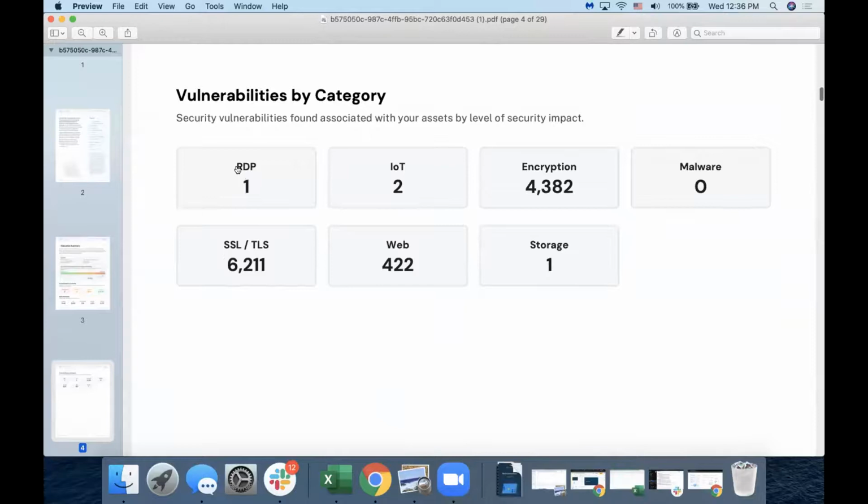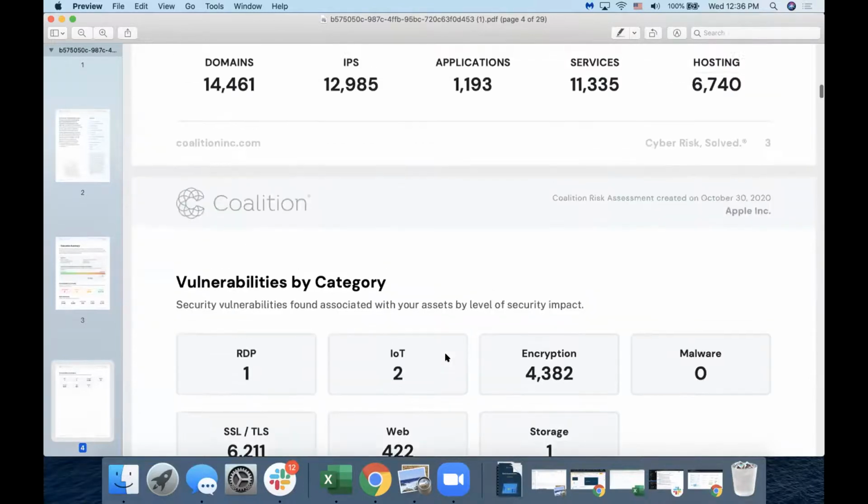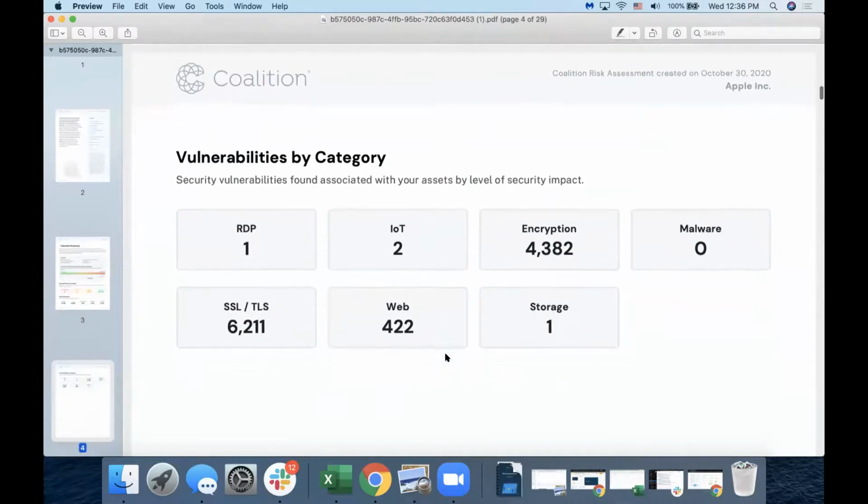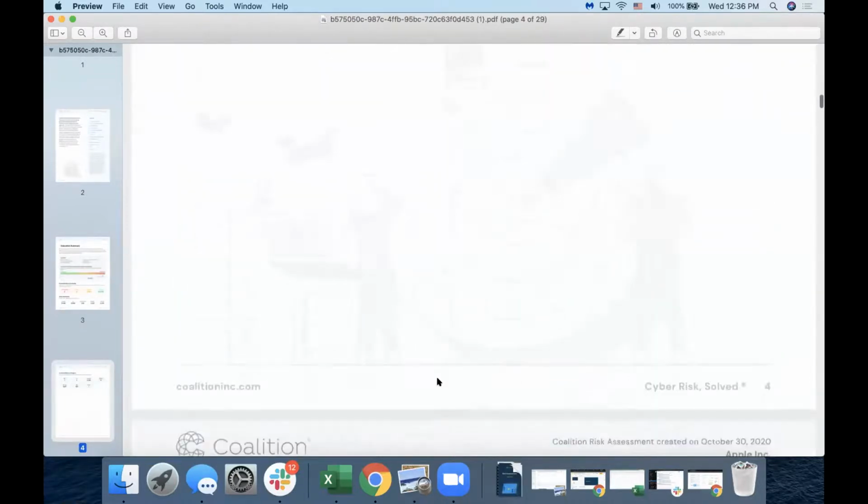I mentioned remote desktop protocol in the past, kind of internet-enabled devices and IoT kind of is here. Items associated with encryption, malware, SSL, generally on the web and storage. So when we take a look at all of the vulnerabilities that we showed earlier, this diagram that showed how critical they were, now what we're doing is identifying those same vulnerabilities by category. And again, this is just information.